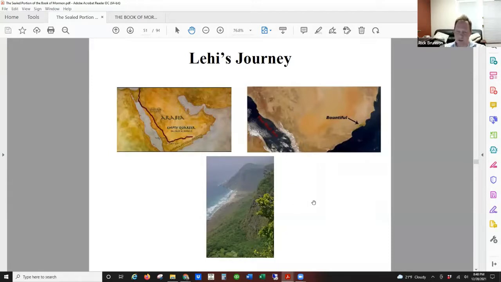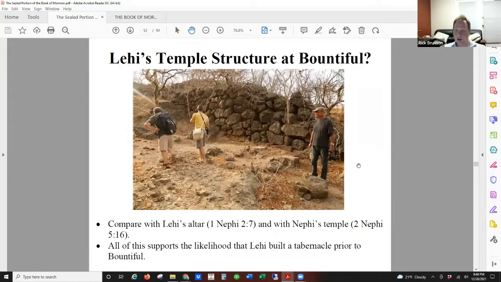I mean, all the descriptions that Nephi gives us of Bountiful fit this area really, really well. And so this is probably where they built their boat and set sail from. But the point of this is some LDS archaeologists several years ago were excavating this area, researching it, and they came across this structure which they felt was a temple-like structure, patterned after Israelites' temple and tabernacle, etc.